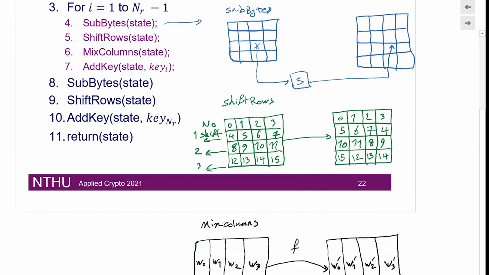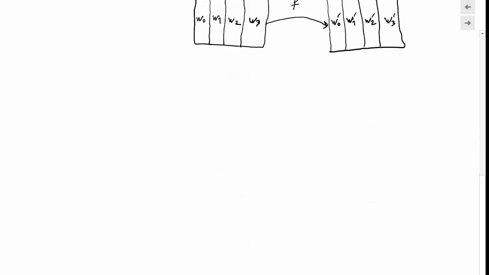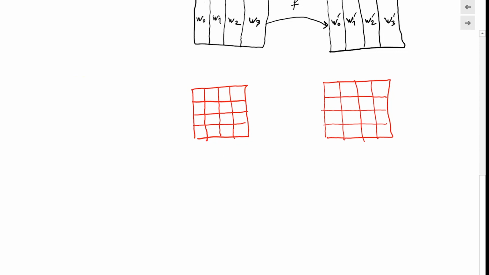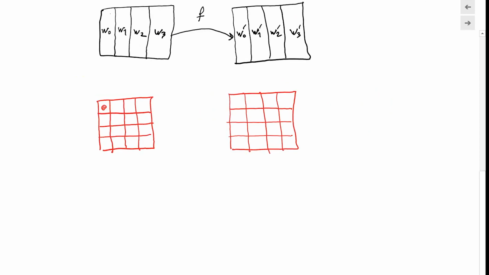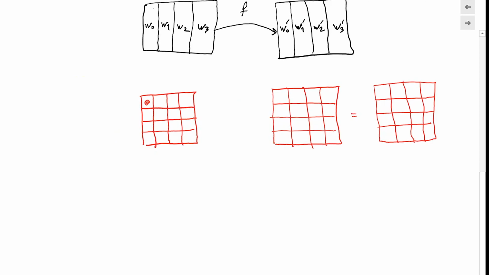And then the last thing that we want to discuss is the add key function. The add key is actually one of the simplest operations that we have in AES. Suppose this is the current state, okay? And then I take whatever value is here, and this is my state. This is my round key, I.